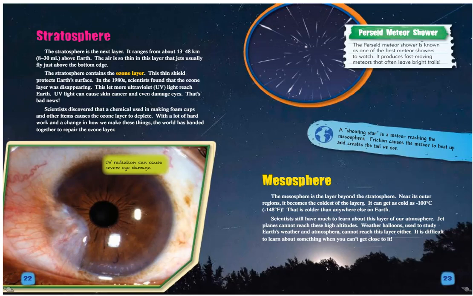So some of the things we're able to see in the mesosphere are meteor showers, like the Perseid meteor shower. And in fact, a shooting star, if you've ever seen one, is just a meteor reaching the mesosphere. The friction causes the meteor to heat up and create the tail that we see.